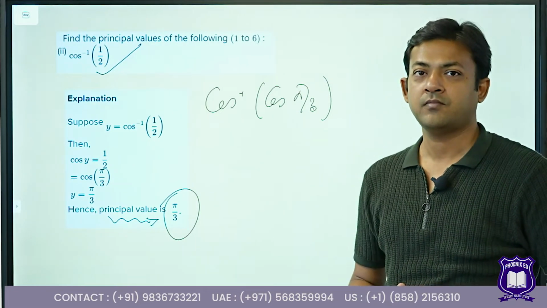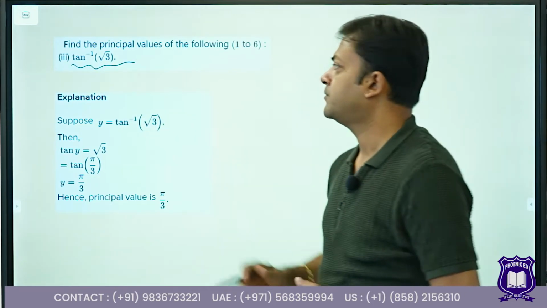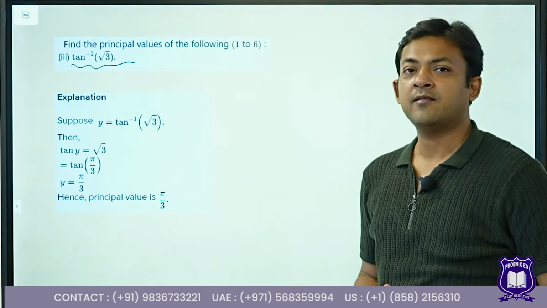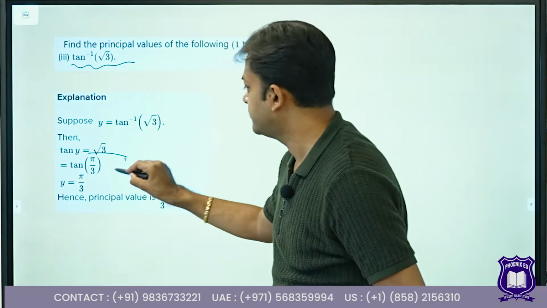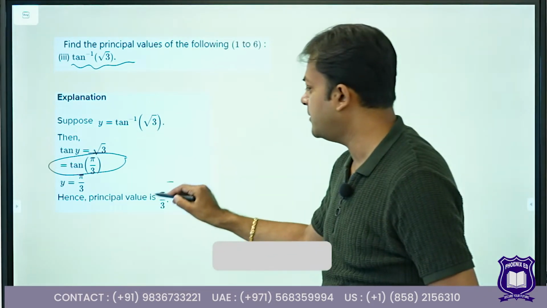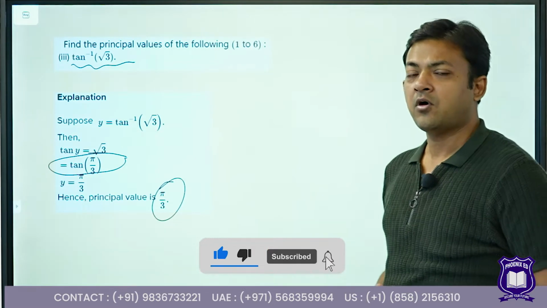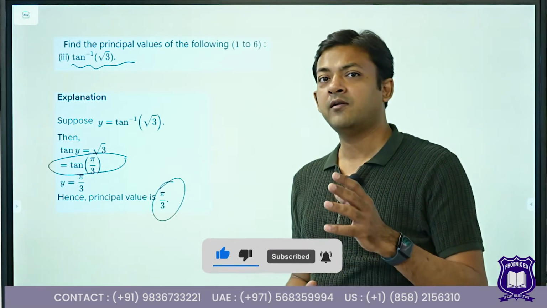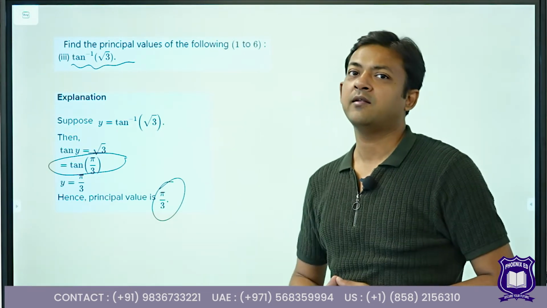While writing the principal values, of course, we need to keep in mind whether my answer lies within the principal range. Okay? The principal value of tan inverse root 3. Root 3 can be written as tan pi by 3, and hence tan inverse of that would give me simply pi by 3. For the quick revision or recap of all the trigonometrical ranges, I have made another video. I'll be sharing the link in the description.